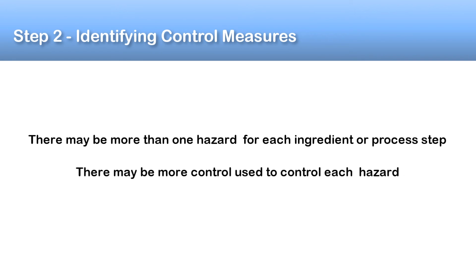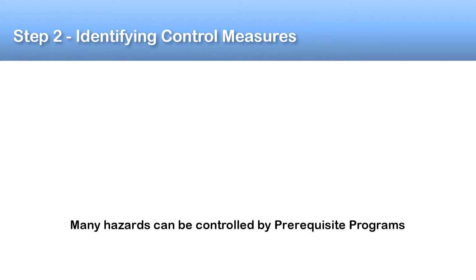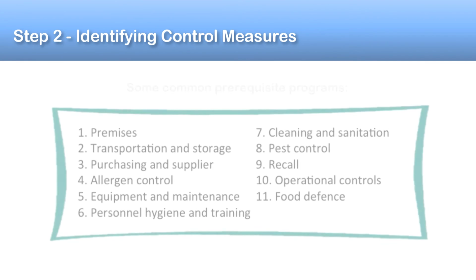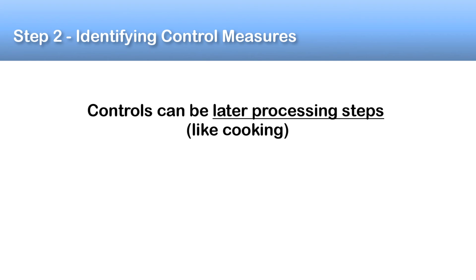Note there may be more than one control measure for each hazard, and many hazards can be controlled by prerequisite programs. For more information on prerequisite programs, please see the Introduction and Overview of Food Safety Plan video and the Prerequisite Program video, or consult Appendix 3 of the Food Safety Plan Workbook. Control measures can also be later processing steps or other operational controls.